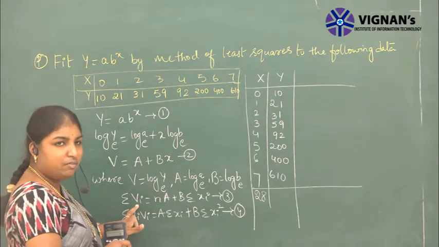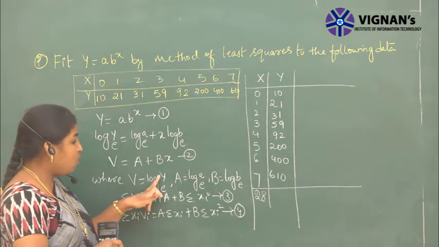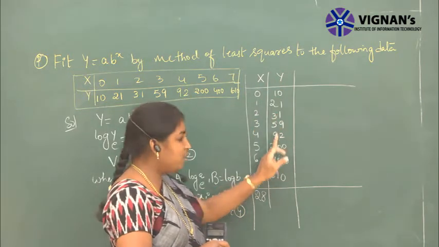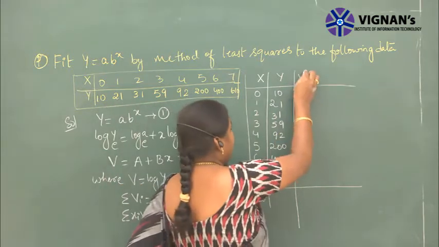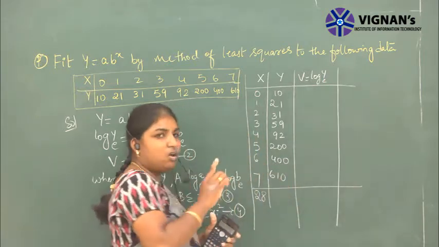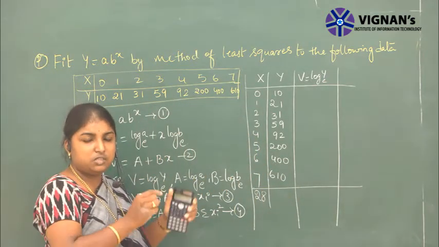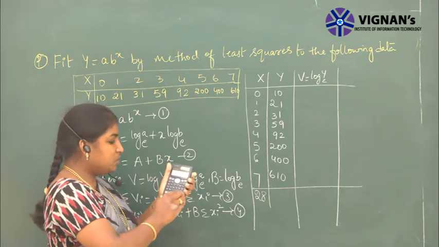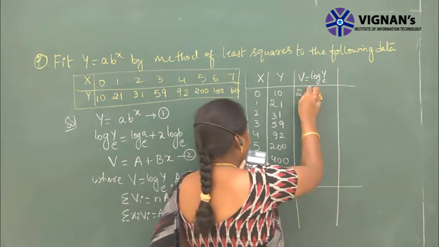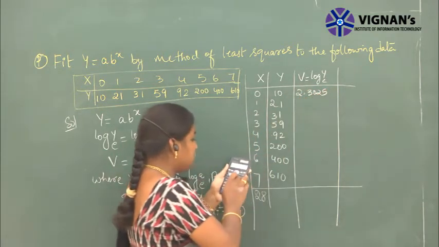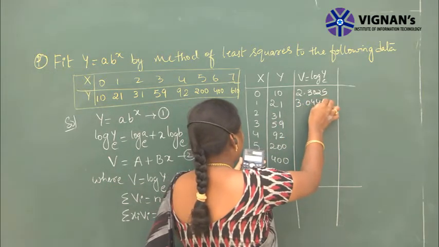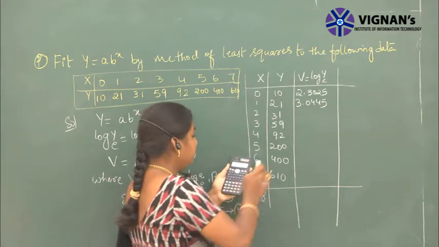Next we want summation Vi, but V means log y base e. That means take the log base e for the y values. So here I am writing V equal to log y base e. In your calculator use ln. So ln 10 equals 2.3025. Next ln 21 is 3.0445, ln 31 is 3.4339.